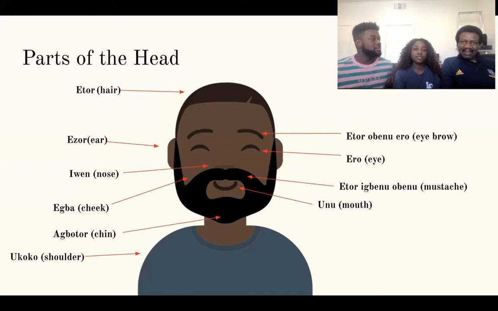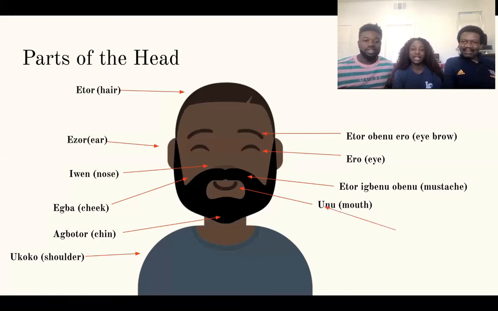Would you mind pronouncing all of these in your native tongue? Yes, so eto, which is the hair, ezo, inwe, which is nose, egba, cheek, agboto, chin, ukoko, shoulder, eto obenuero, eyebrow, ero, eye, eto igbenu obenu, mustache. Unu, which is mouth.